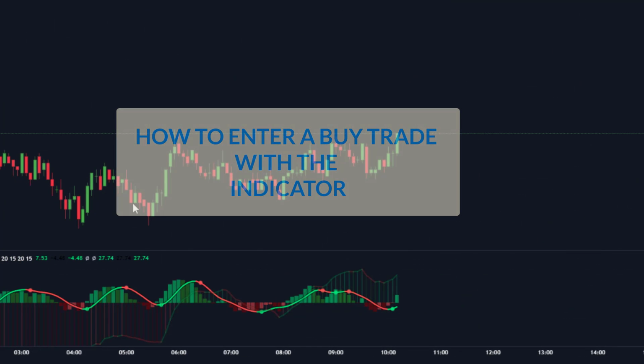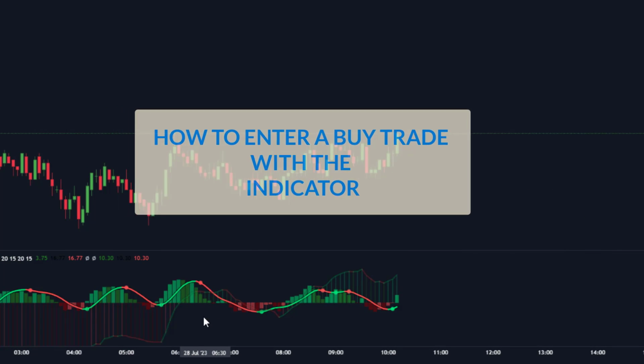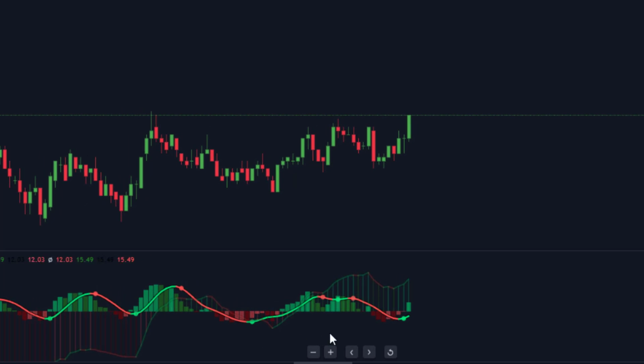Let's see how we can enter a buy trade using this indicator. When you see that the BX Trender trend histogram is showing green and is trading above, indicating that price is going up, next you are going to check the BX Trender oscillator histogram to see if it has been colored green to know that there's momentum in the market.